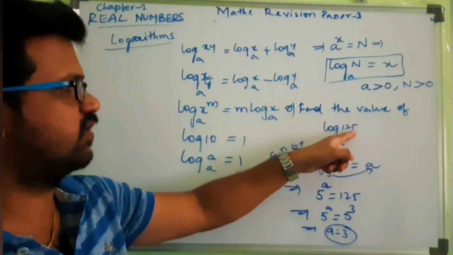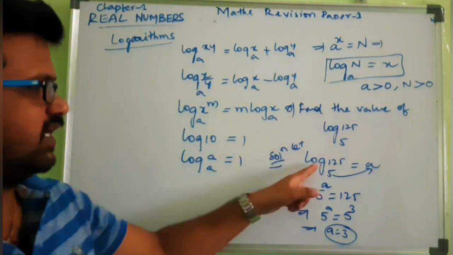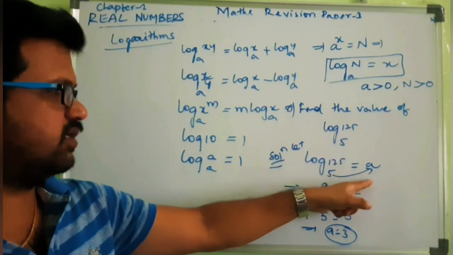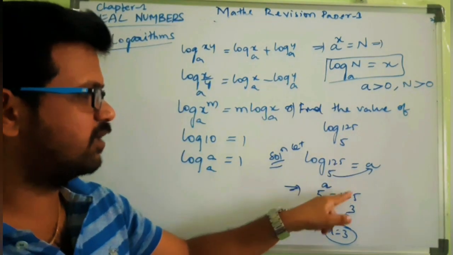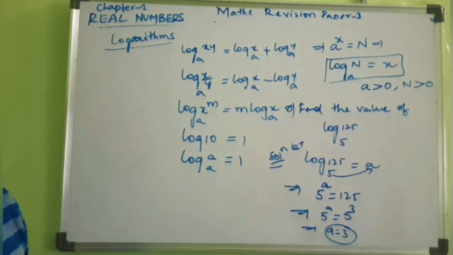Like this we can find 1 mark question. Find the value of log of 125 to the base 5. So let log of 125 to the base 5 is equal to a. So this one logarithmic form, convert into exponential form, we get a value is 3.